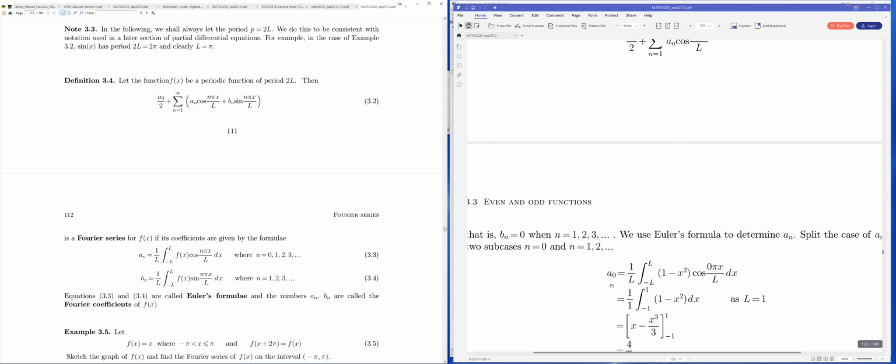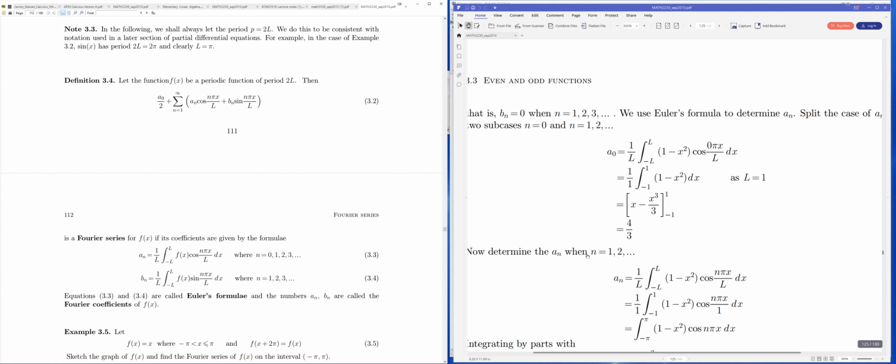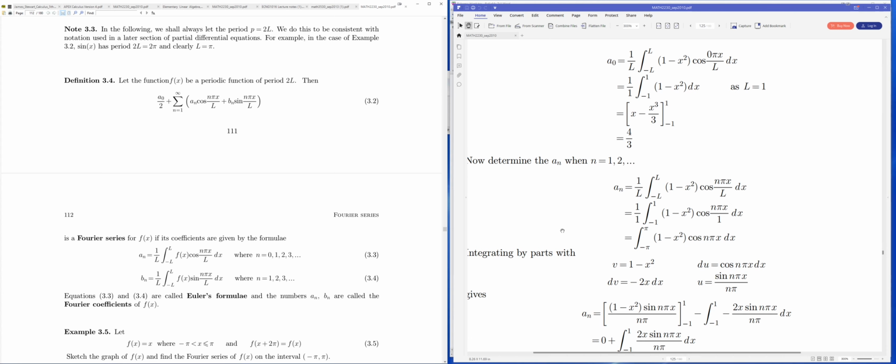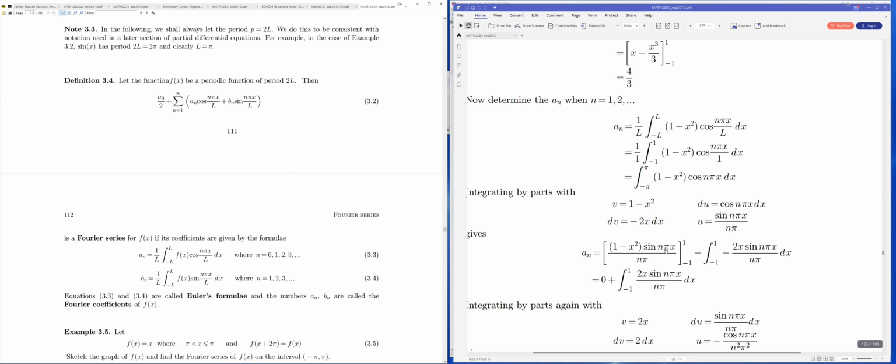Now I consider the second case for the an, when small n is 1, 2, 3 onward. Using my Euler formula again, the function is 1 minus x squared times the cosine. The L is equal to 1 here, here, and here as well. So I put that in, and what I have is an integration where I need to do integration by parts.